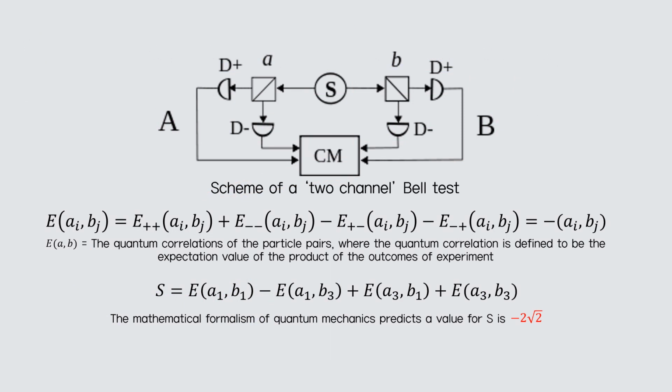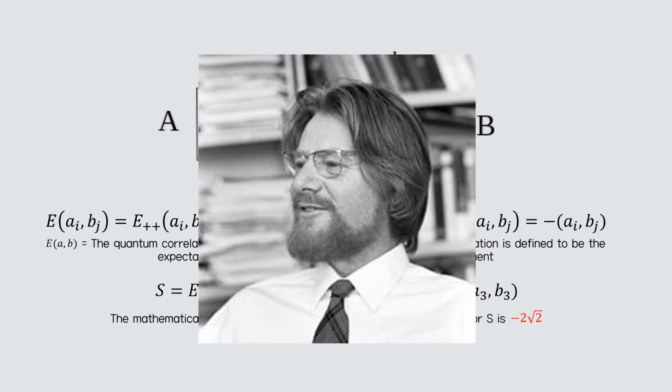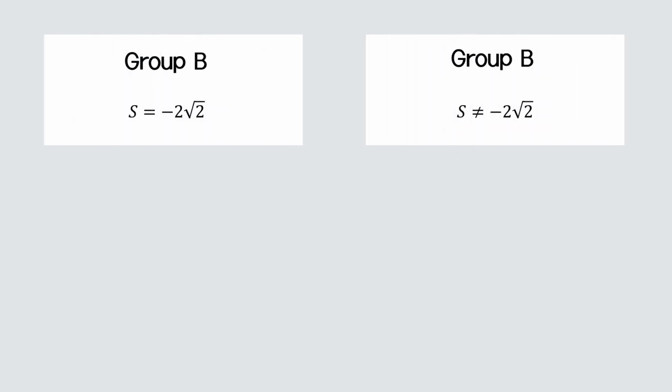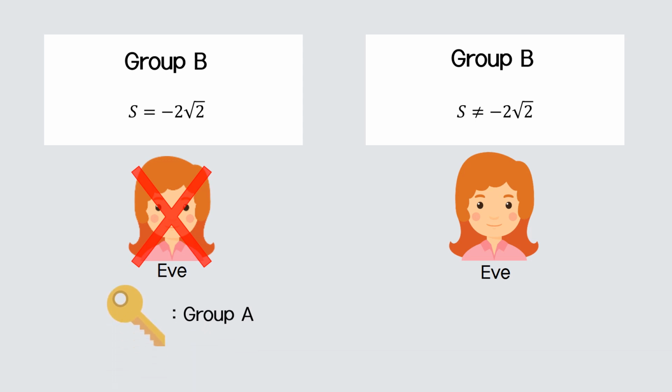In this protocol, group B is used to calculate the value of the correlation functions used in the CHSH inequality, one of Bell's inequalities. This is the summarized equation. You can get more information in another video about Bell's experiment and his inequality. Group B is used to calculate S in Bell's inequality. And when this S value becomes -2√2, group A can finally become a key. If the value of S is not -2√2, then it means that the photons are not exactly entangled. So we can again notice the existence of Eve.